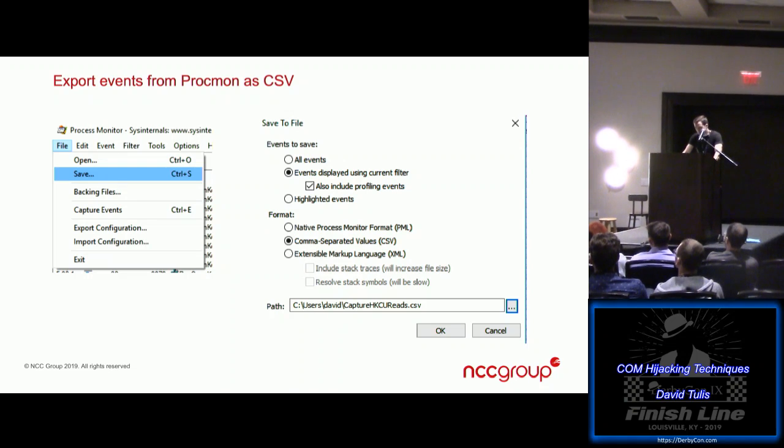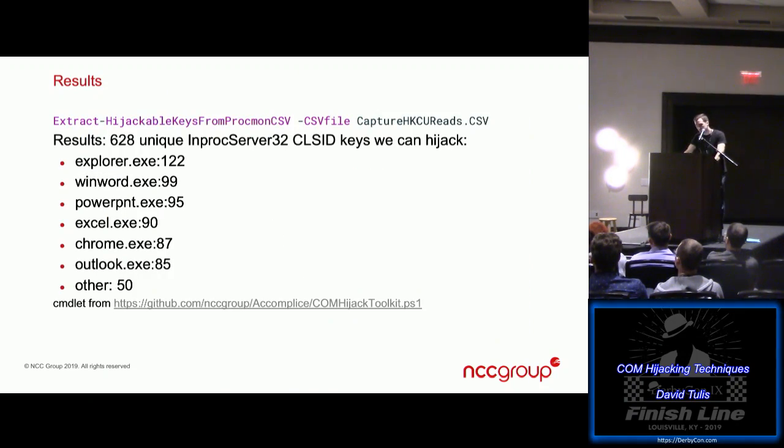Take the results of this, export it to a CSV for analysis. So from the previous sample capture, you can use this command that I wrote to just parse the CSV, and from the sample that I took, there was about 628 unique class IDs that were activated across various user processes that were all launched over the 5 minutes of testing that I did.